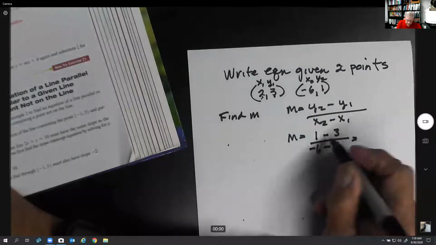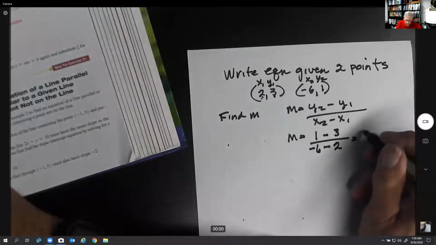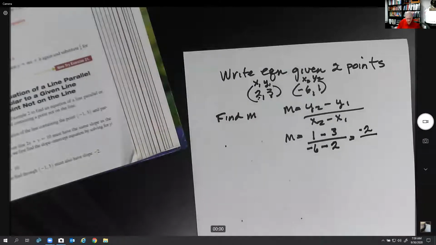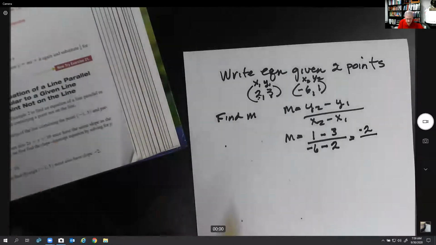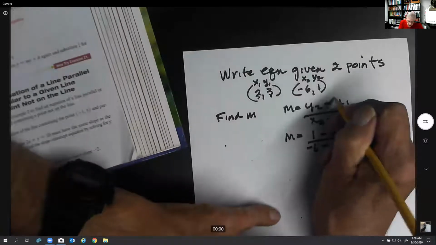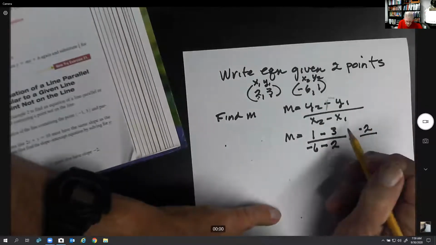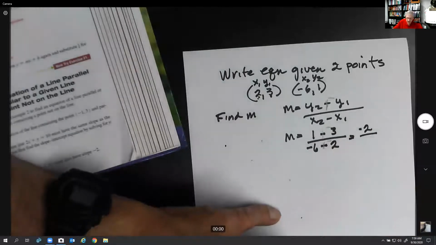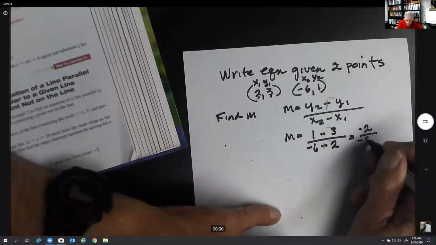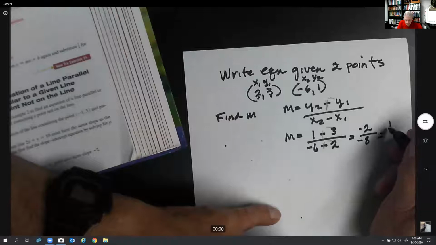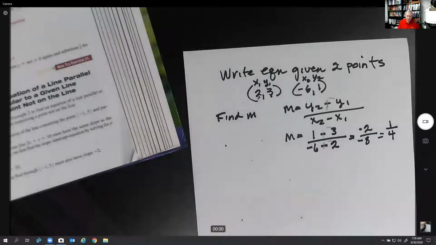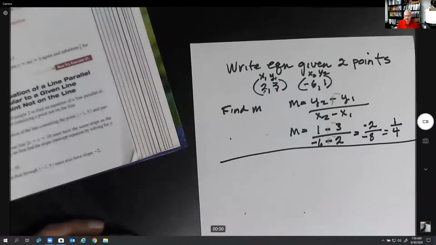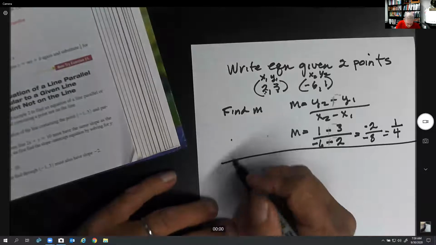Now let's see what we get. Got 1 minus 3, that would be a -2. And if it helps you, you can change this to addition or something like that. So that's -8. Let's reduce that down to 1/4. So step 1 completed. I found m. Now I'm going to try to find b.